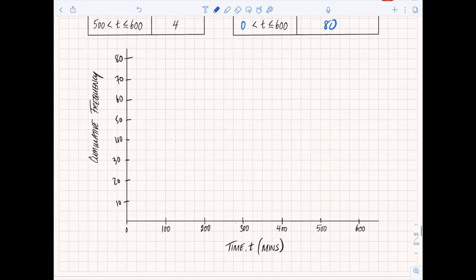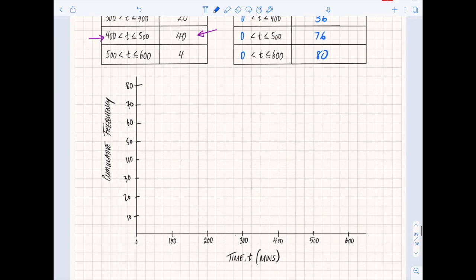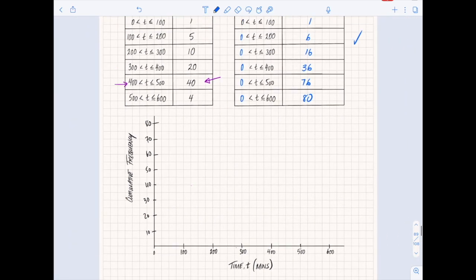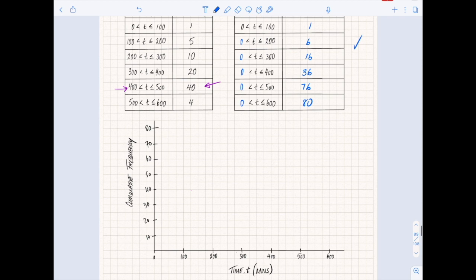Now I need to plot this information on a graph. I'm just going to zoom out a little bit so you can see what I do. What you need to remember, a couple of key things, is the shape of the graph is going to look like a bit of a shallow S shape. So just remember a cumulative frequency will have a shallow S shape when you plot it. And the other thing is you need to plot at the end of each group. Now it's really important that you remember that.